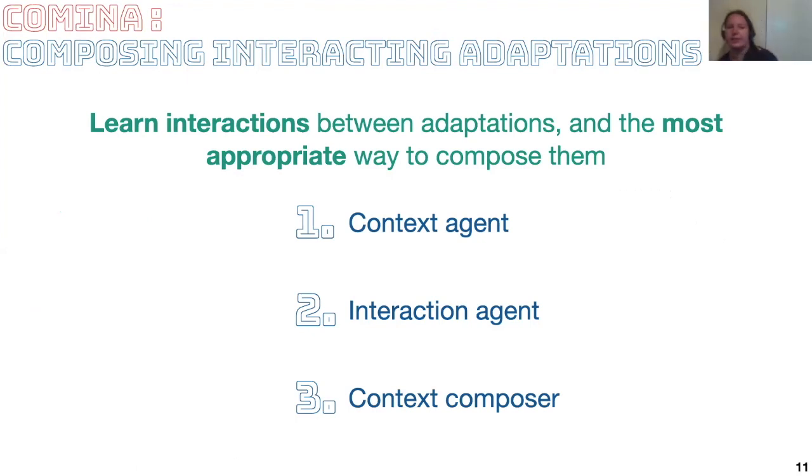We utilize these two techniques in our approach, called ComINA, which stands for Composing Interacting Adaptations, and it consists of three main components: context agents, and we have one context agent for every context that can occur in the application. So one for full bus, one for full station, and so on. This context agent is based on Q-learning. Then we also have an interaction agent, again one for each context, and this one is based on W-learning, which I'll introduce a bit later, and a context composer, which doesn't learn anything by itself, but executes adaptations or compositions based on inputs it gets from the context agent and interaction agent.